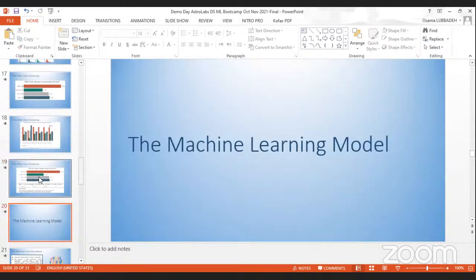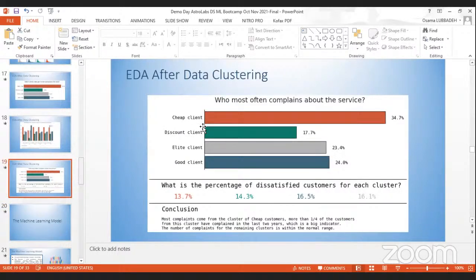Now, again, this is the conclusion that I got. Like the main target is this one. Mainly, these are the complaining customers. You can see what's the percentage of each. Sorry, it seems like a typo or mistake here.